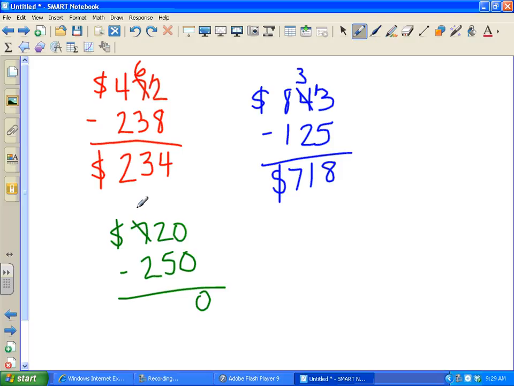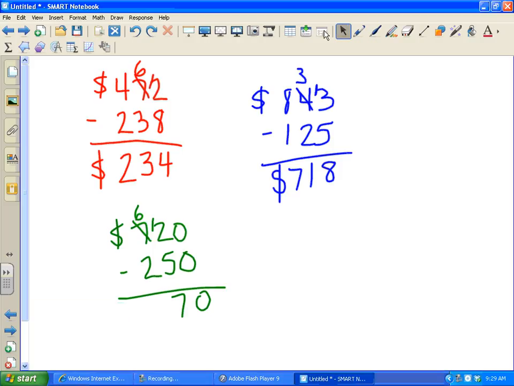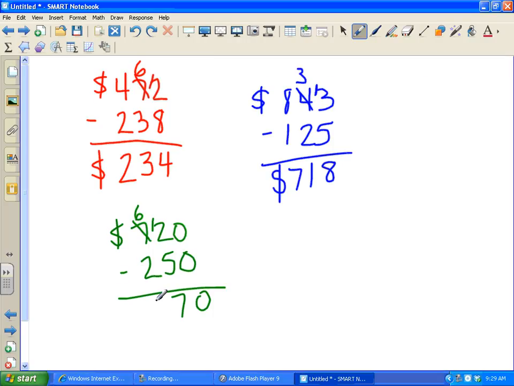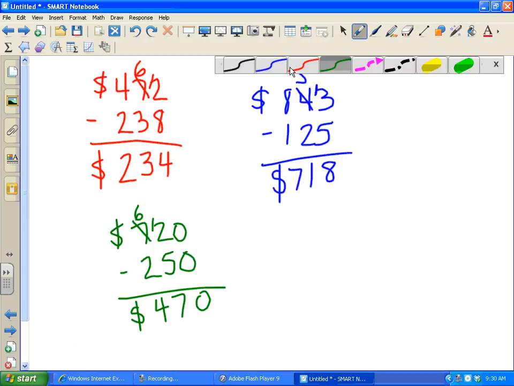Borrow. Mr. 7 becomes a 6. The 2 becomes a 12. This is for Macaulay. Okay, now, Macaulay, go for it. 12 minus 5 equals 7. Okay, and keep going, sugar. And final answer, don't forget your $sign, $470.